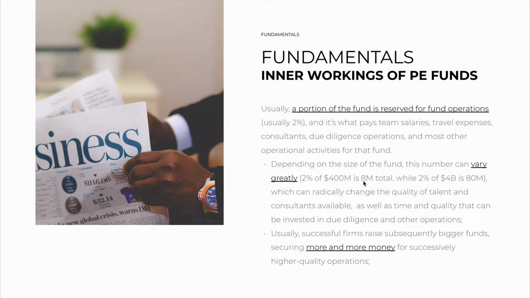So depending on the total raised for the fund, the GP can find themselves obtaining a radically different quality of talent and consultants available, as well as a very different type of time and quality to be put into due diligence and other operations. So usually what happens is a self-reinforcing cycle. Private equity firms that raise subsequently bigger funds and secure more and more money are more successful, which increases their investment quality and the quality of their operations, which lets them raise bigger funds and continues the cycle.